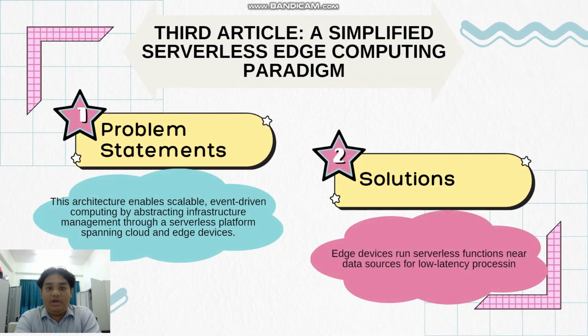Now we move to the third article, a simplified serverless edge computing paradigm. First we have the problem statement. This architecture enables scalable, event-driven computing by abstracting infrastructure management through a serverless platform spanning cloud and edge devices. And lastly we have the solution. The solution is that edge devices run serverless functions near the data source for low latency processing. That's all from me. Thank you.